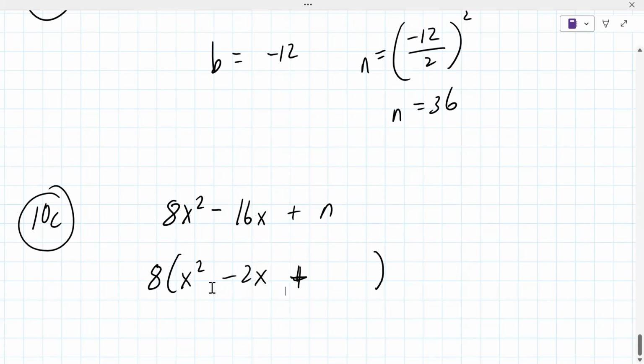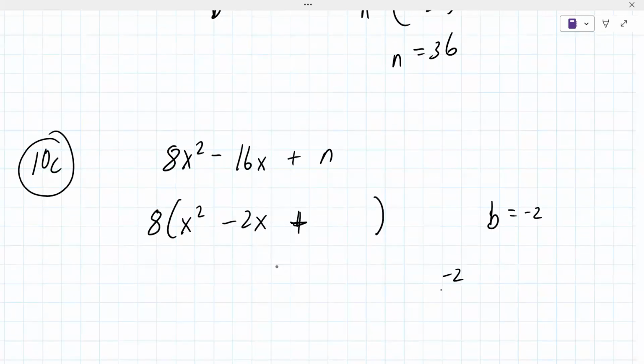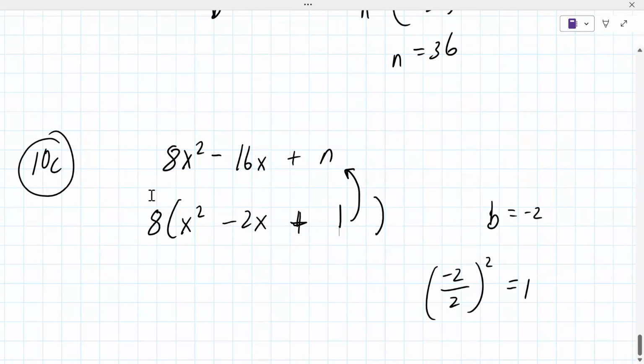Now, 10A and 10B are kind of like what's inside parentheses. So we're going to take this b value of negative 2, and we're going to divide it by 2 and then square it. What does that become? 1. So this is really a 1 here. So n, or the previous line, you get from multiplying in by 8. 8 times x squared is 8x squared. 8 times minus 2x is minus 16x. 8 times 1 is 8.